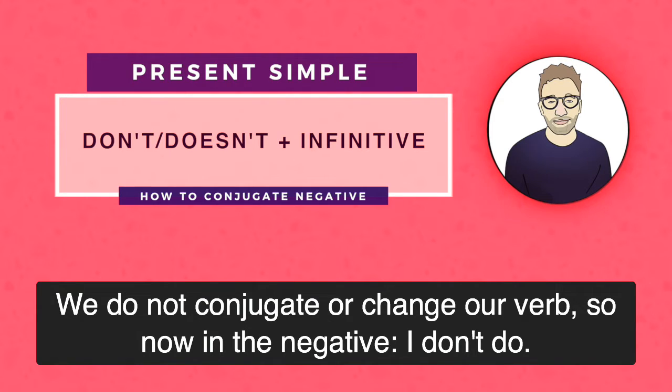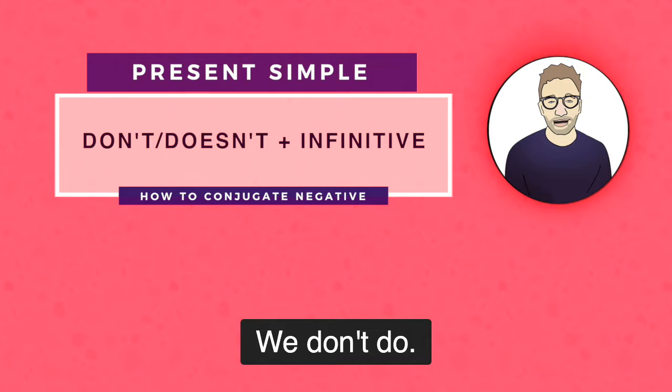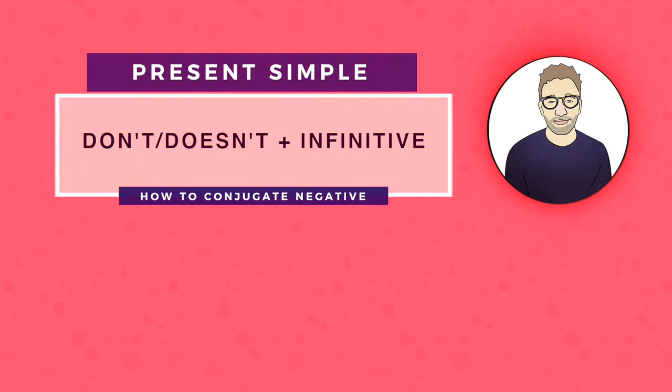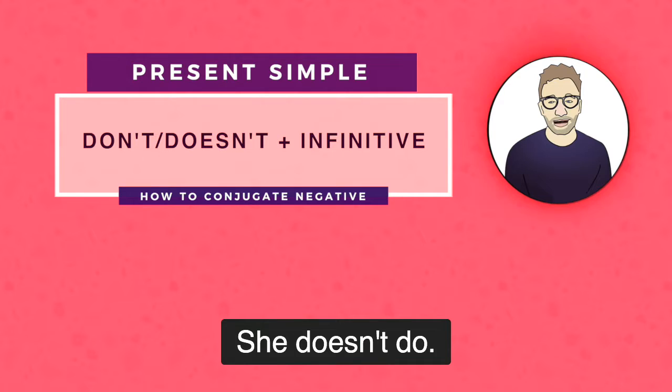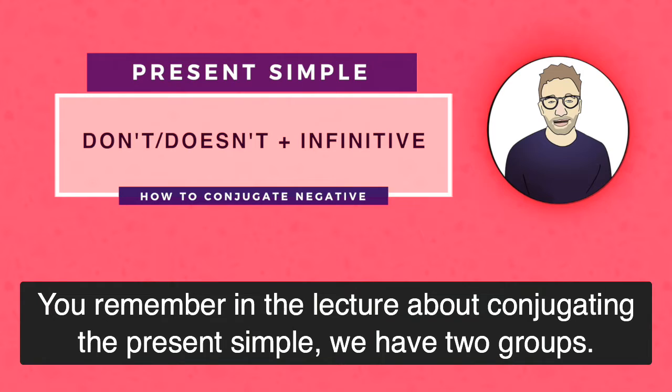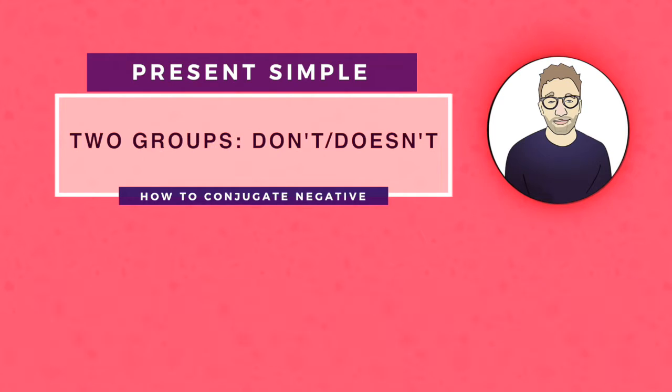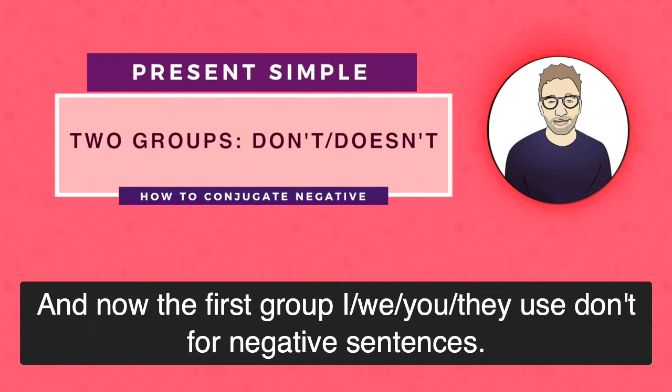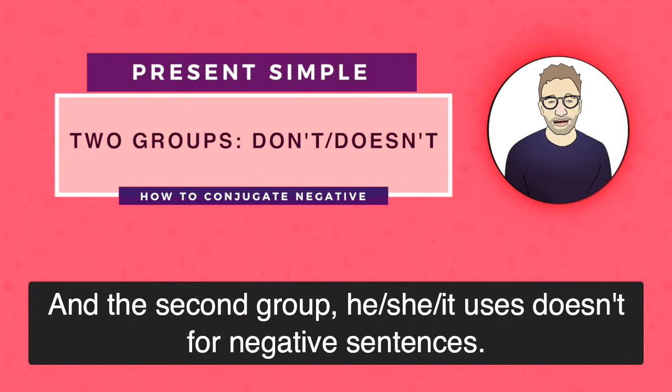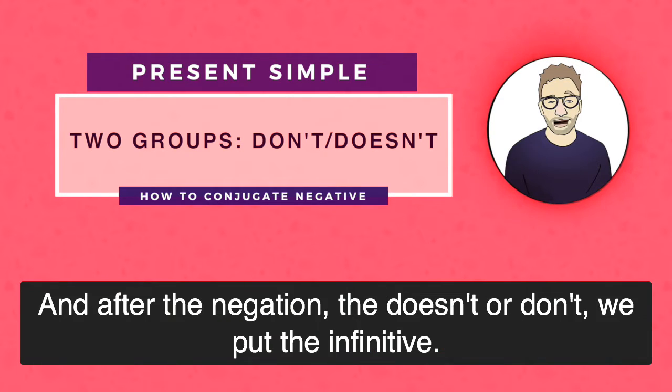So now in the negative, I don't do, we don't do, you don't do, they don't do. He doesn't do, she doesn't do, it doesn't do. You remember in the lecture about conjugating the present simple, we have two groups. And now the first group, I, we, you, they, use don't for negative sentences. And the second group, he, she, it, uses doesn't for negative sentences. And after the negation, the doesn't or don't, we put the infinitive.